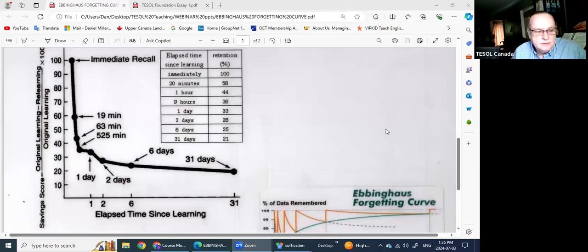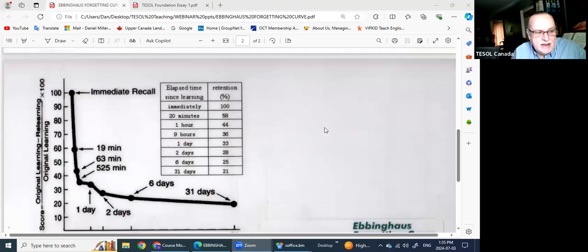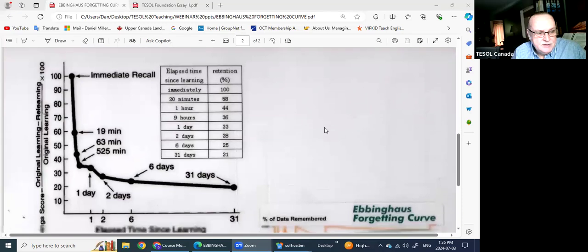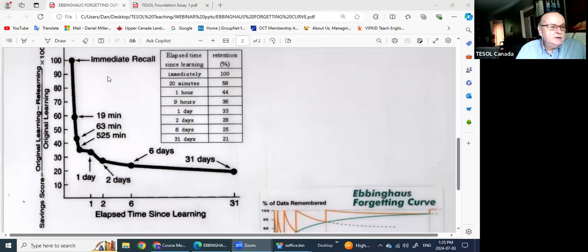Yesterday, I showed this graph. This is the Ebbinghaus learning curve. And this refers to when you hear something or see something, you have immediate recall. So immediately after I say something to you, you can remember exactly what I said. However, as time goes by and the time elapses and you get into a month after having heard something, you're only going to remember about 20% of it.